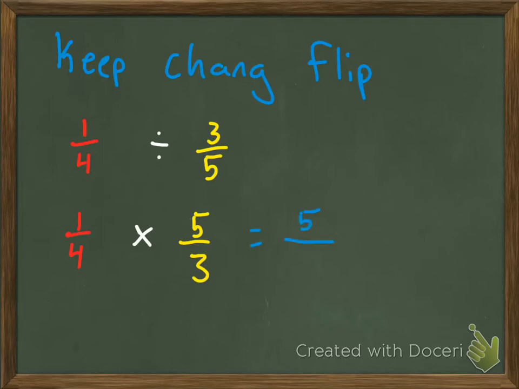Now let's just multiply like we've been doing. 1 times 5 is 5, and 4 times 3 is 12. This is a proper fraction, so we don't have to divide, and it can't be simplified, so we are done. 1/4 divided by 3/5 is 5/12.